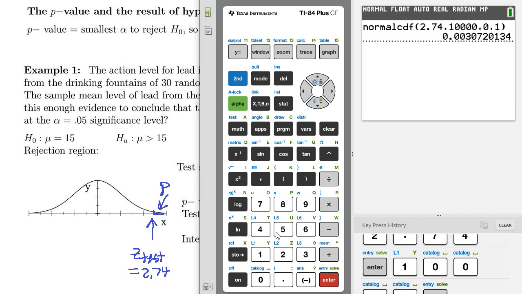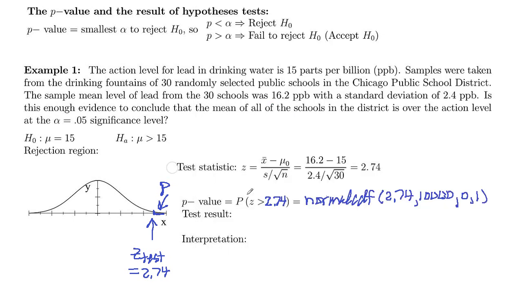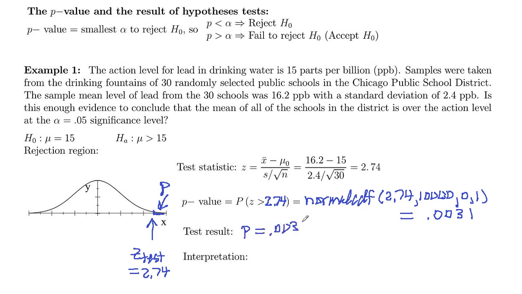So 0.0031, usually do those on 4 decimal places. So equals 0.0031. So then our test result, now that we've calculated this p-value, well, we notice that that p-value is less than alpha. So our p, which is 0.0031, is less than 0.05, which is our alpha. So we reject H0.